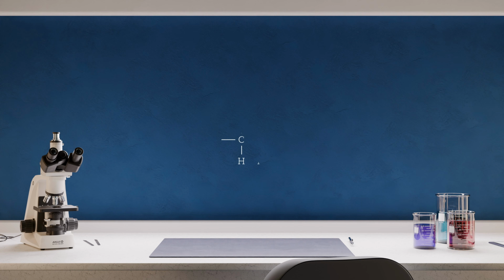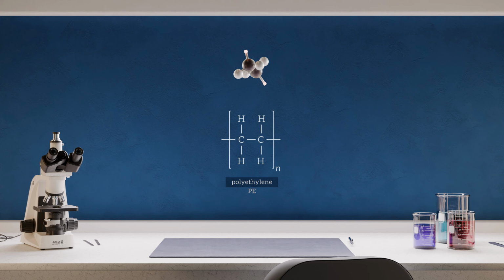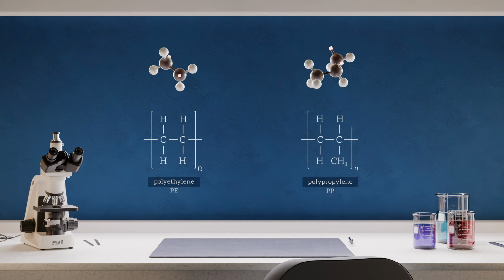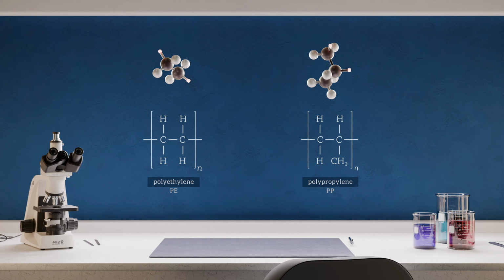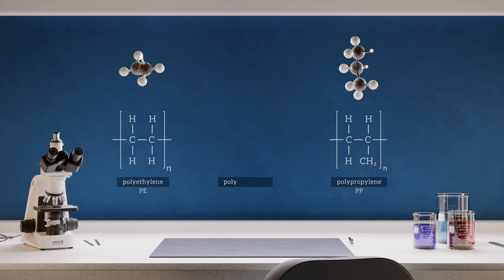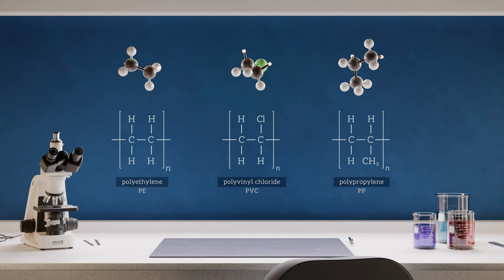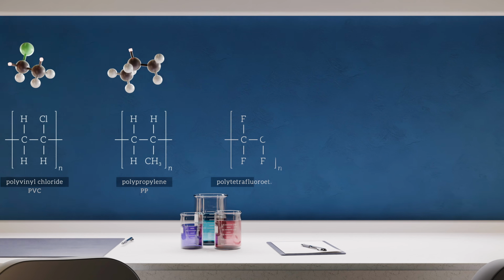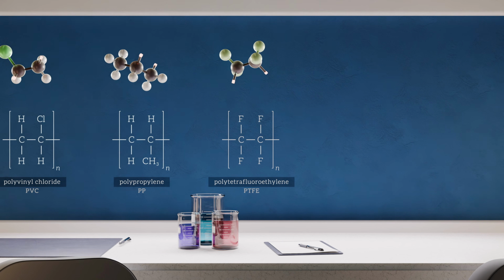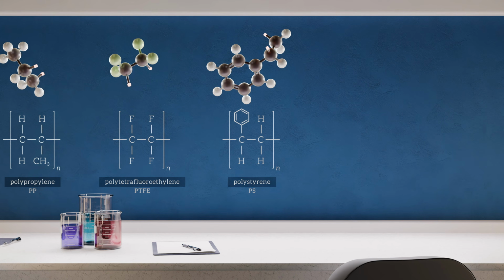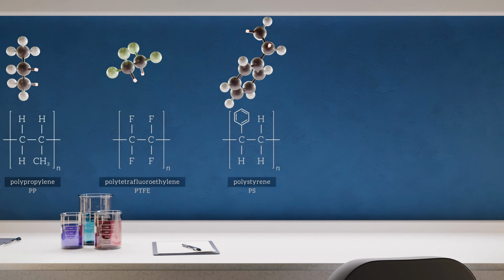The structure of a polymer can be represented by showing the mer chemical structure enclosed in square brackets, and using the subscript N to indicate that the unit is repeated. Here we can see polyethylene with its repeating mer unit consisting of carbon and hydrogen atoms. Polypropylene has a similar structure to polyethylene, but with a CH3 side group. Polyvinyl chloride has a chlorine atom side group. PTFE, also called Teflon, has fluorine atom side groups. And polystyrene has a benzene ring side group. These are just a few examples.